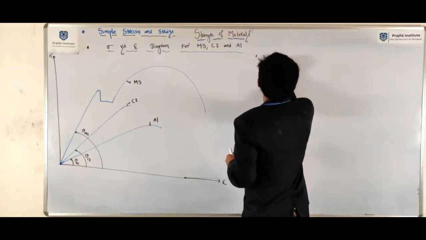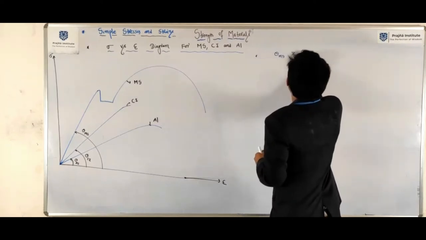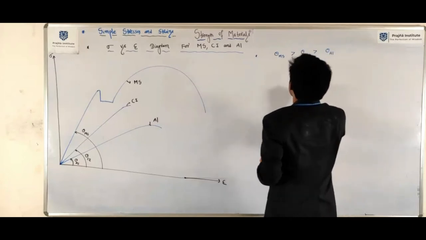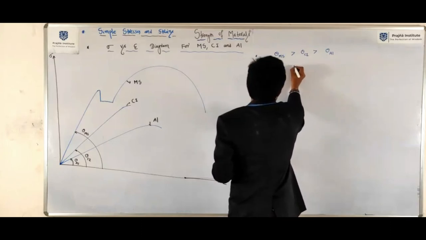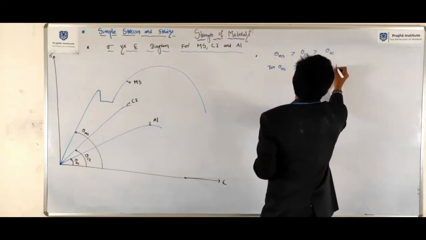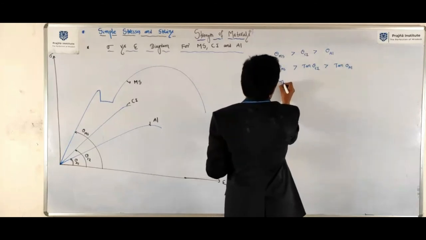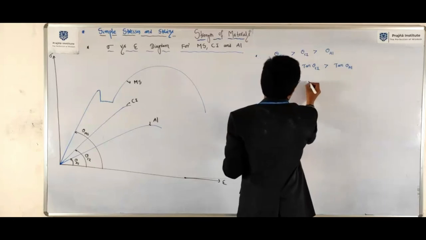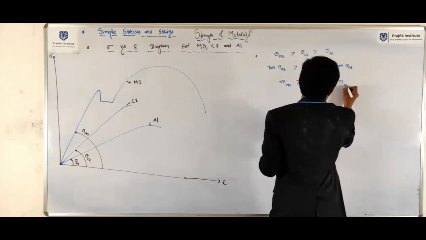Theta of mild steel will be greater than theta of cast iron, greater than theta of aluminium. Now tan theta of mild steel is greater than tan theta of cast iron, greater than tan theta of aluminium. Here, the slope of the mild steel is greater than the slope of the cast iron, greater than the slope of the aluminium.